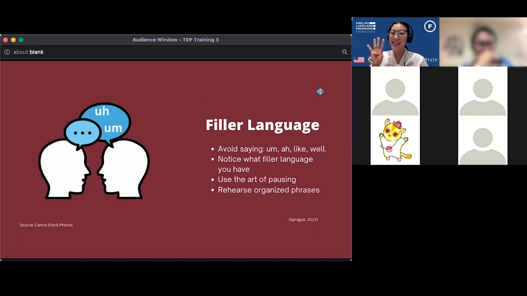Okay, and the fourth is filler language. These are words like, like, well. Now, in everyday conversation, this is very common and it is acceptable. In fact, it is a normal thing to do to have this language, and it is appropriate. If we don't have filler language in everyday conversation, actually it sounds a little bit funny, right? But in presentations, we do not want to include filler language.